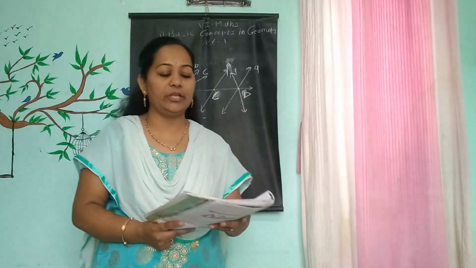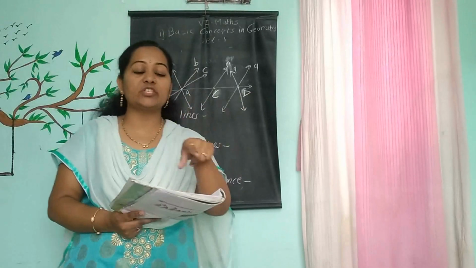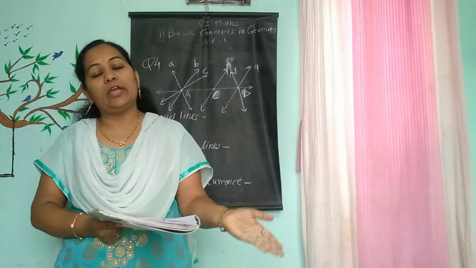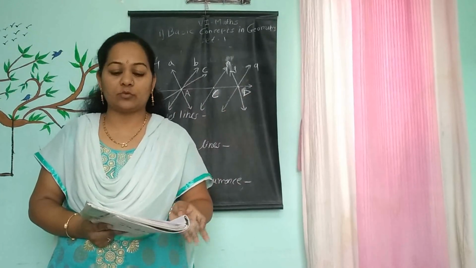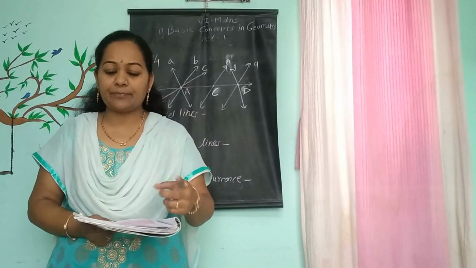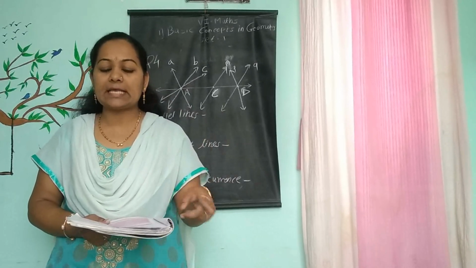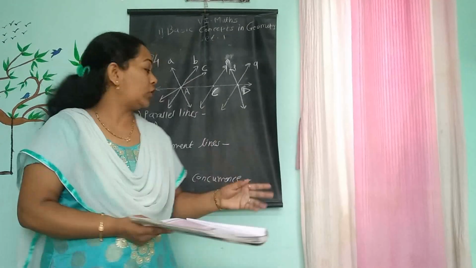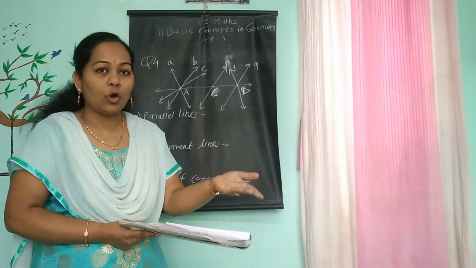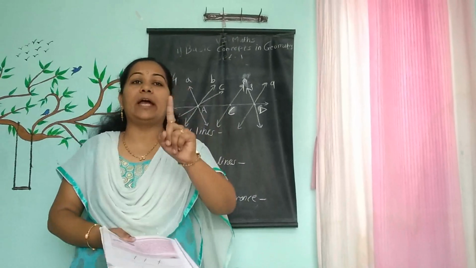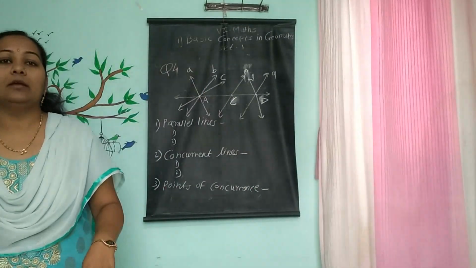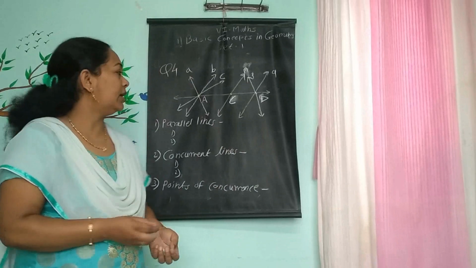The diagram I drew here is for question number 4. The question is, observe the figure below. By observing this figure, we have to write the answers to the questions asked. They ask us to write down the names of the parallel lines, the concurrent lines and the point of concurrence. For writing the answers to these 3 questions, we have to observe the diagram properly. I will explain, see the proper way.